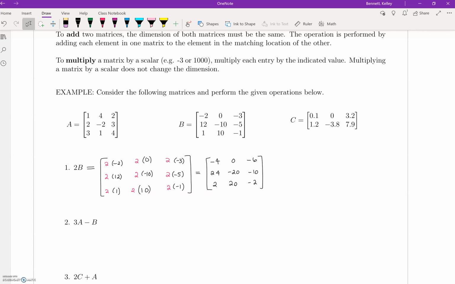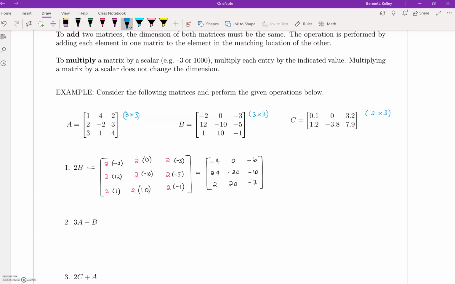For example 2, I do care about the size of my matrices because they have to match. So let's quickly identify the dimensions of each matrix. As before, this one has 3 rows and 3 columns, so A is a 3 by 3. B is also a 3 by 3. And C is a 2 by 3, 2 rows and 3 columns. So it's clear that A and B are going to play nicely together and that C is the odd duck out.